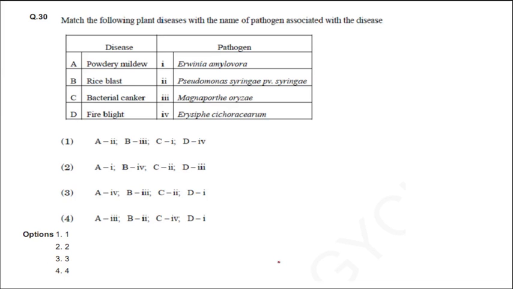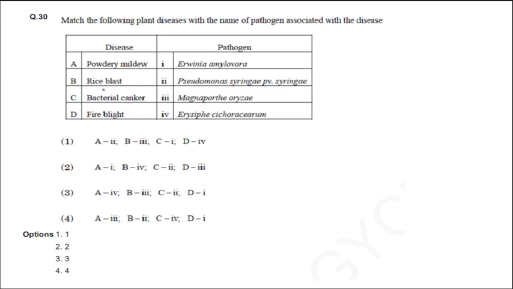Now next, coming to plant diseases. Nowadays CSIR is targeting, even GATE is targeting plant diseases. They give some plant diseases and they ask us about the pathogen which causes the disease. I'll make a short video also for you all to remember the diseases and their key terms.